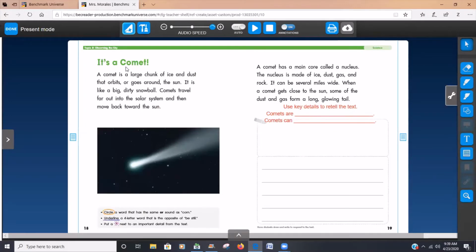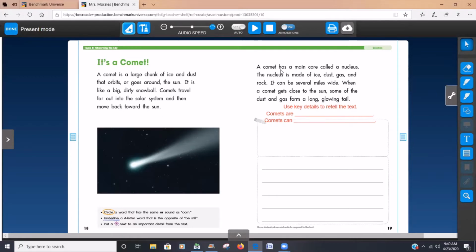Okay, so we're going to get started with the title, and it's a comet. A comet is a large chunk of ice and dust that orbits or goes around the sun. It is like a big, dirty snowball. Comets travel far out into the solar system and then move back towards the sun.